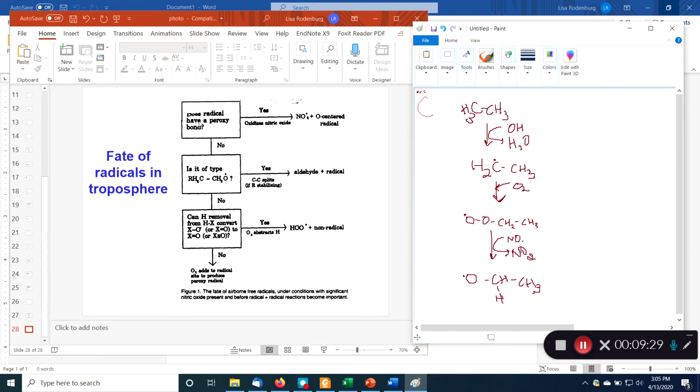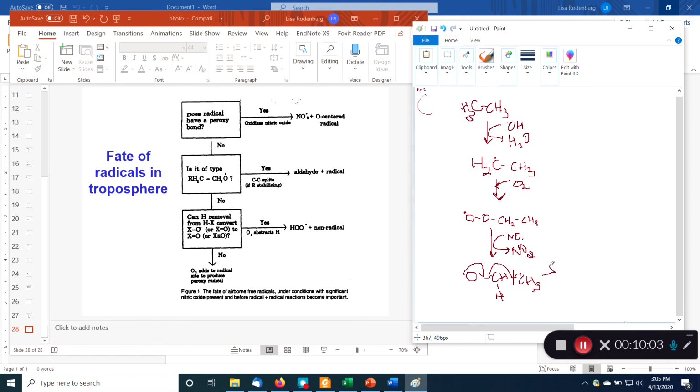Does it have a peroxy bond? No. Is it of this type? Well, lo and behold, look at this functional group. It is indeed of this type. If yes, then the carbon-carbon bond splits. So this carbon-carbon bond is going to split. What happens is one electron goes over here, and remember when we're drawing only one electron moving, we give an arrow with only one side of the arrowhead, and this electron comes in here. So those two electrons get together and create a double bond, and this electron goes over here and forms a methyl radical.